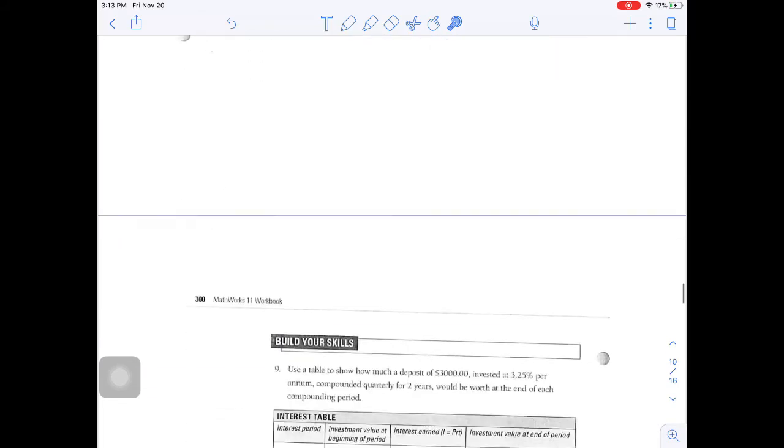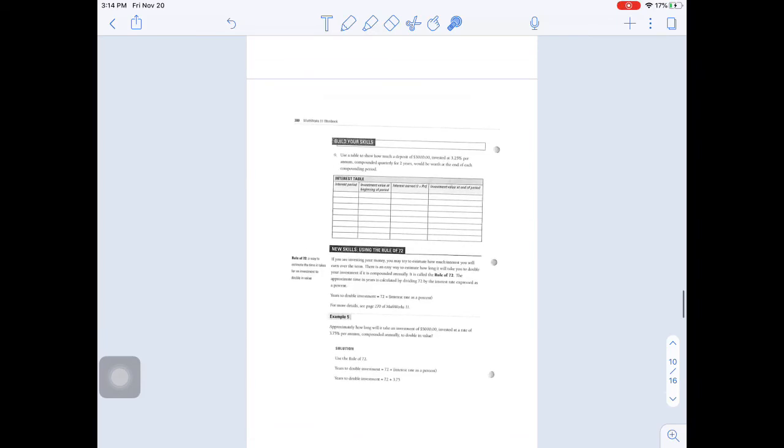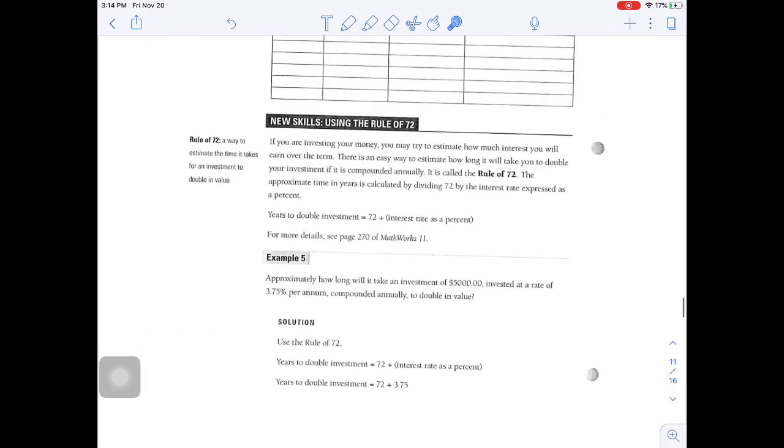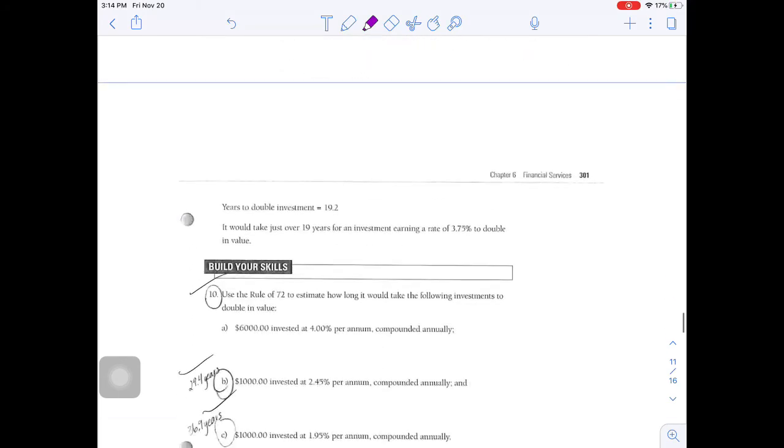So that's how to do compounding questions. Let's look at a new rule. Okay, so this rule is known as the rule of 72. And a rule of 72 is a way to estimate the time it takes for an investment to double in value. So it's really useful to know, and it's a really easy equation actually. You just take your interest rate and you take 72 and you divide it, and that's the years to double an investment. It's just a simple estimation.